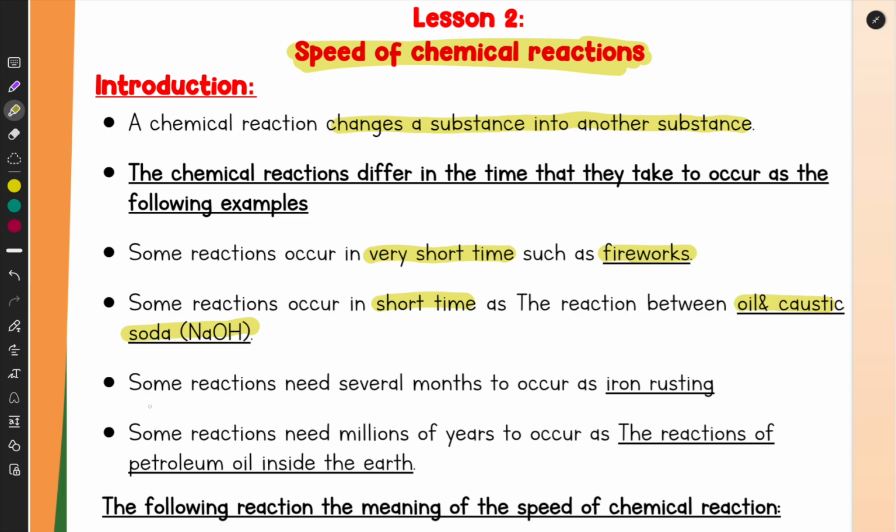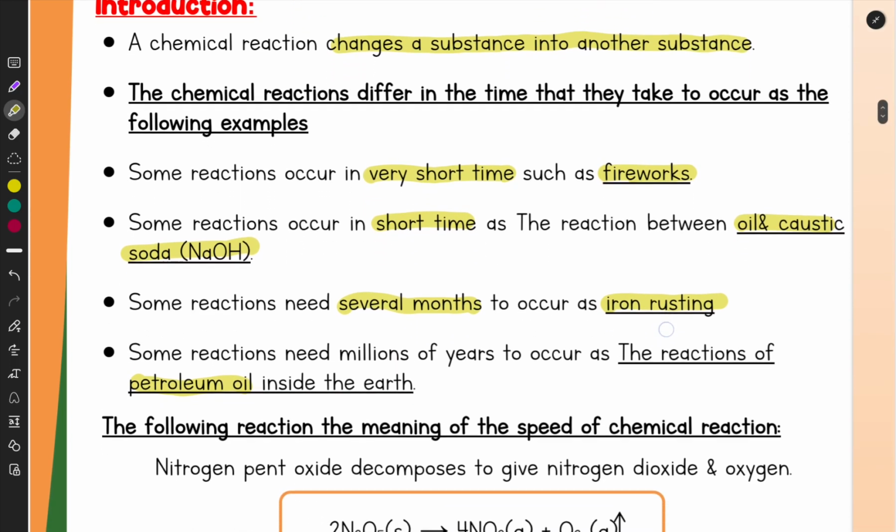Some reactions need several months, like iron rusting, and some examples need millions of years to occur, like the reaction of petroleum oil inside the earth.